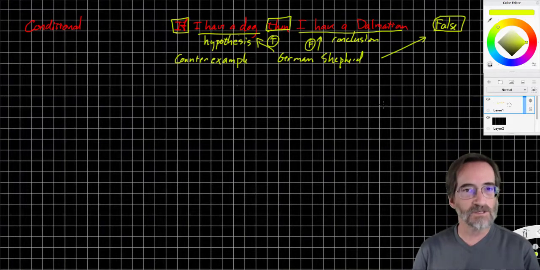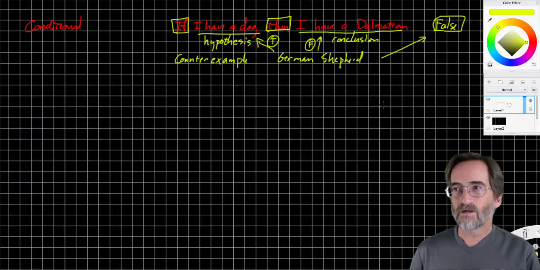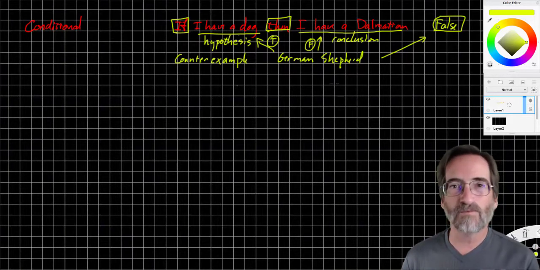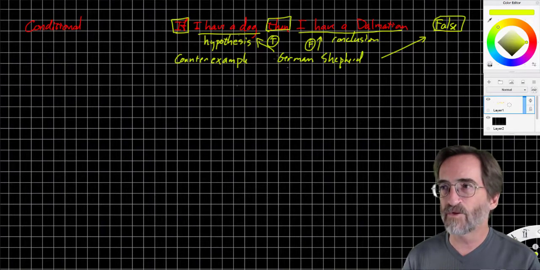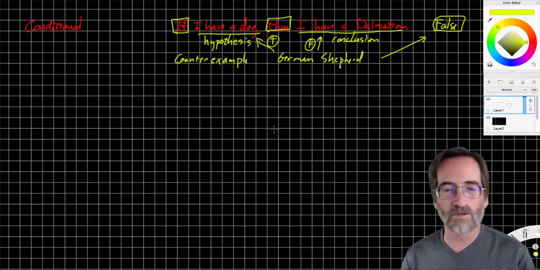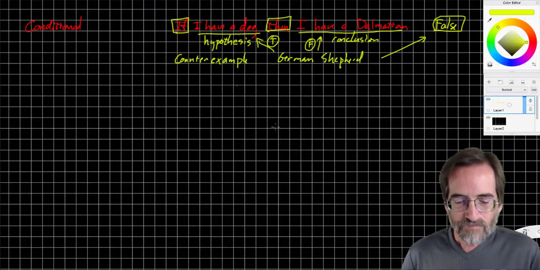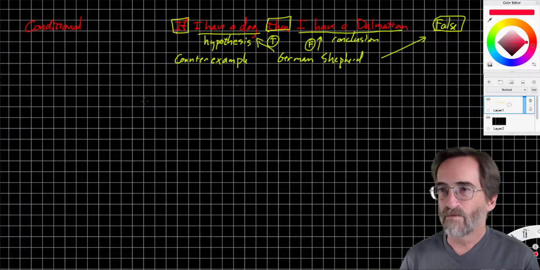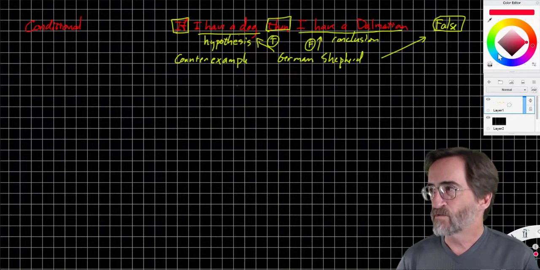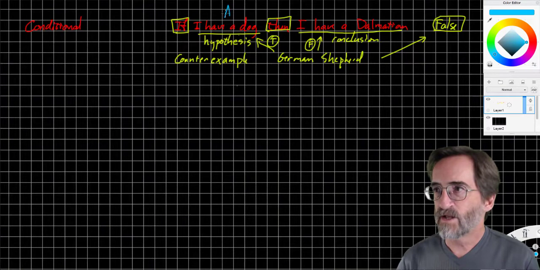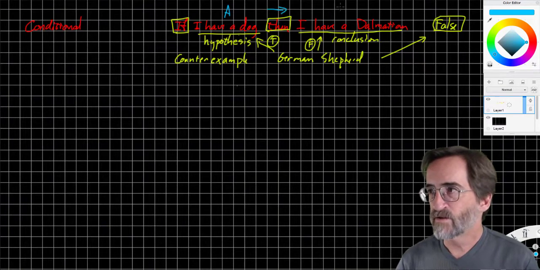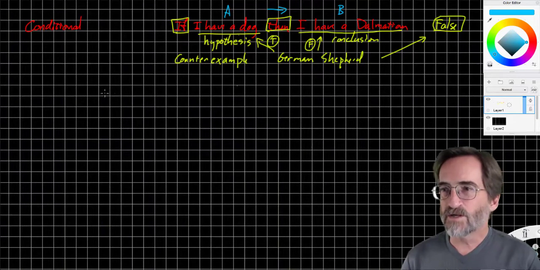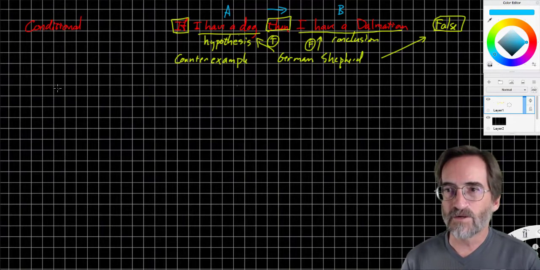Okay? Conditional, if-then statement. Hypothesis, the if part. Conclusion, the then part. Counterexample is one example that makes the hypothesis true and the conclusion false. Okay? Now there are variations on this conditional statement. And I'm going to write this A implies B. The variations on a conditional statement are this: the converse.